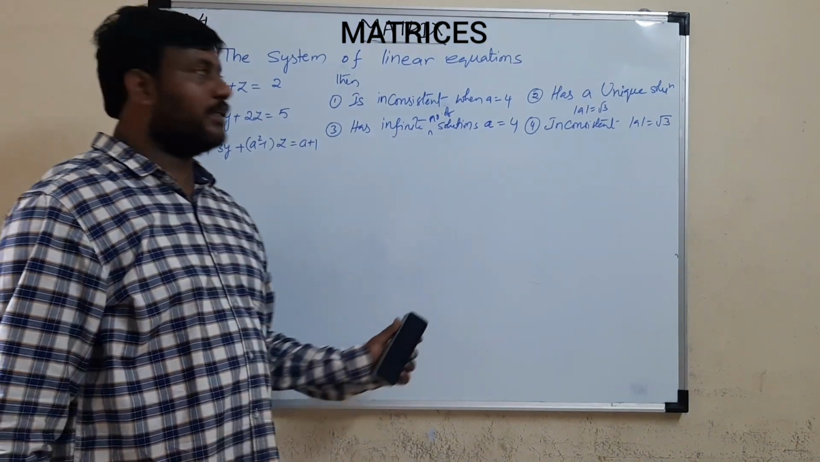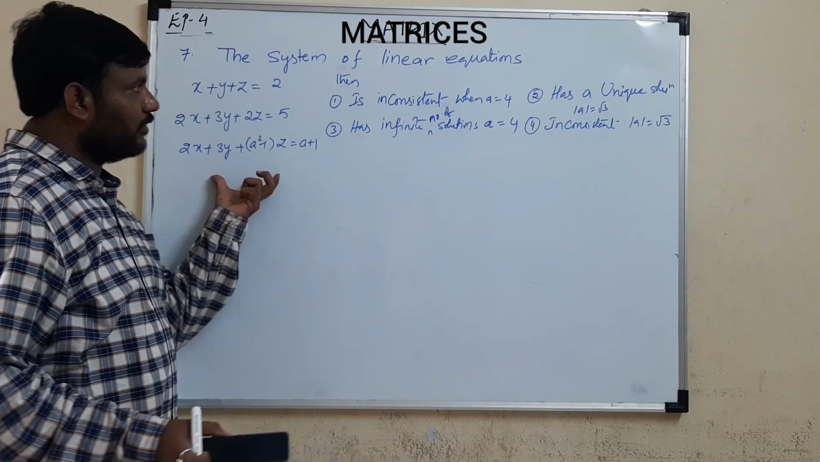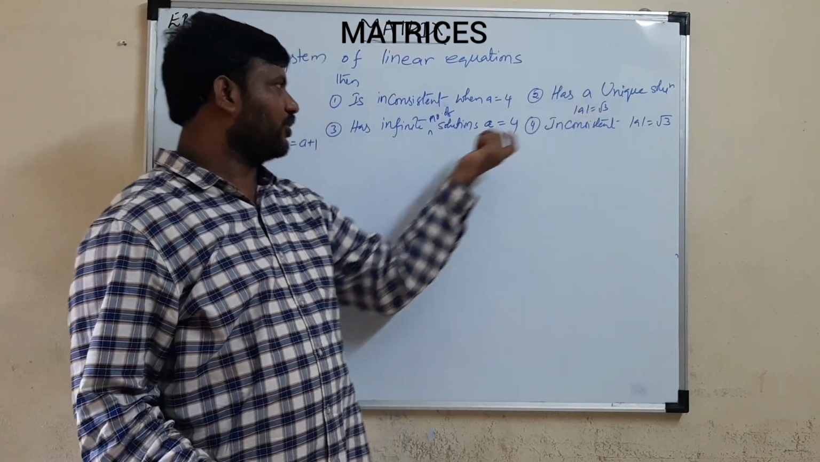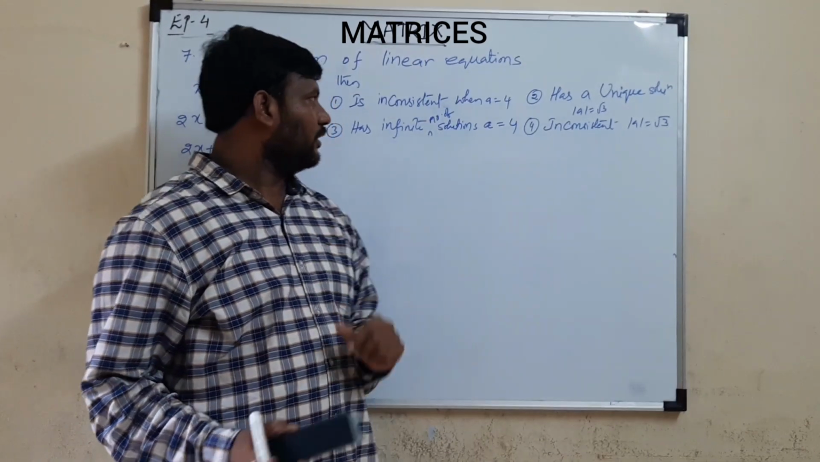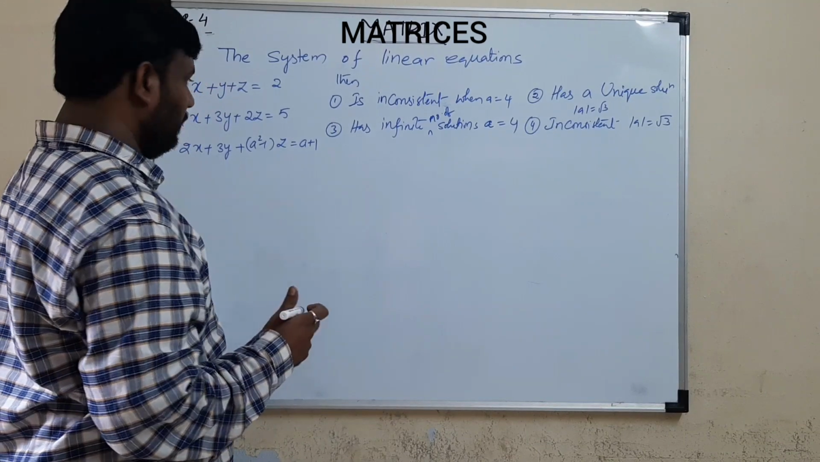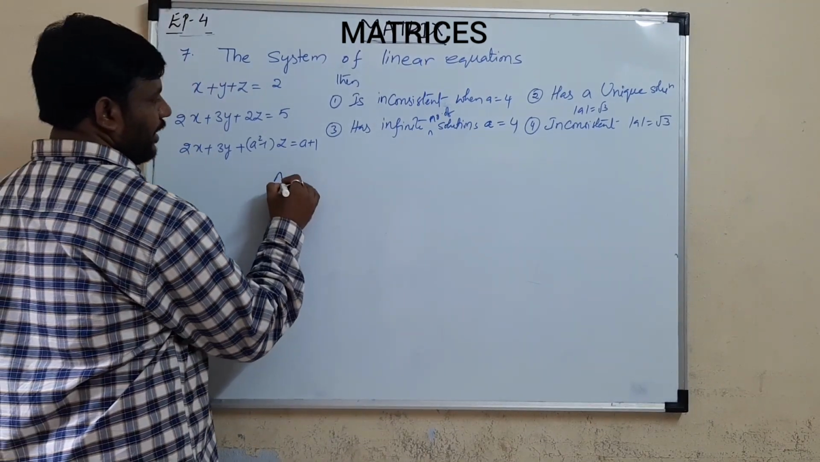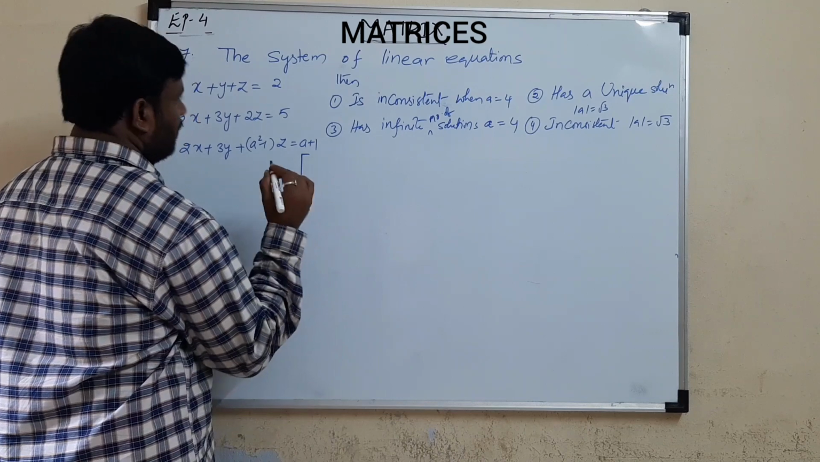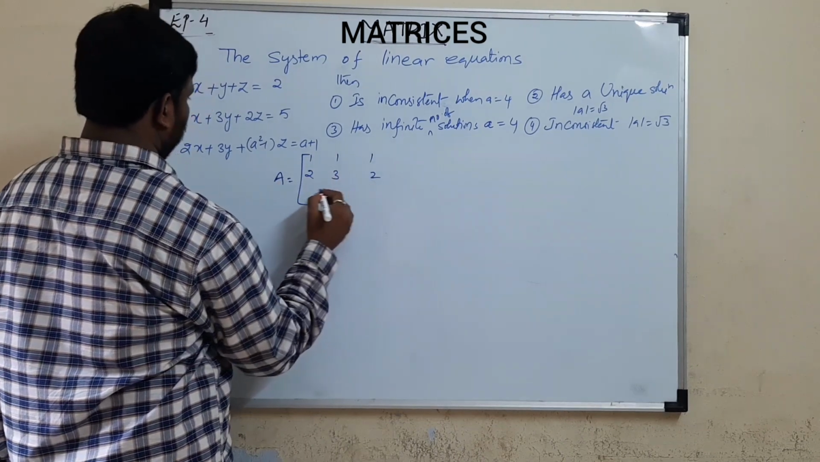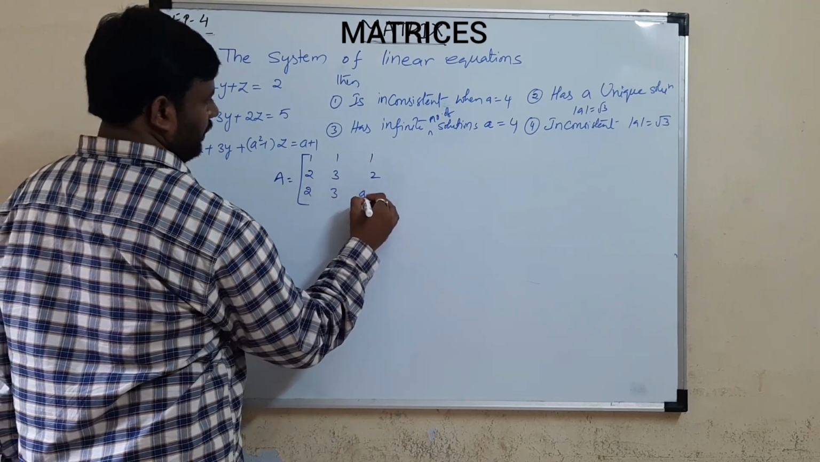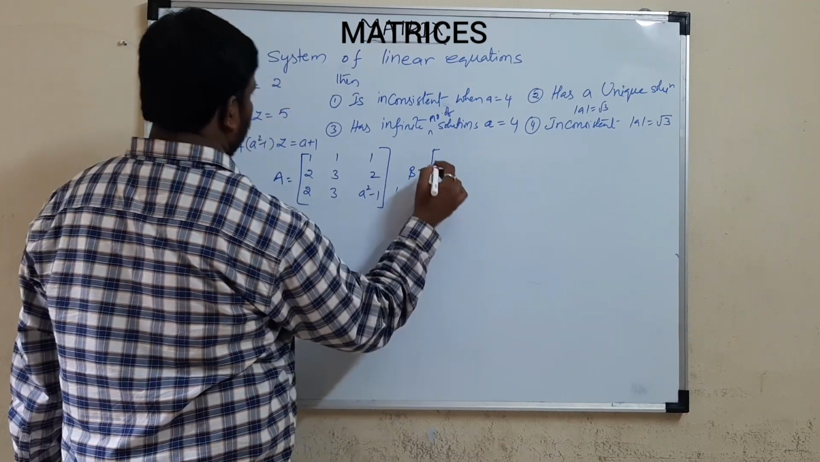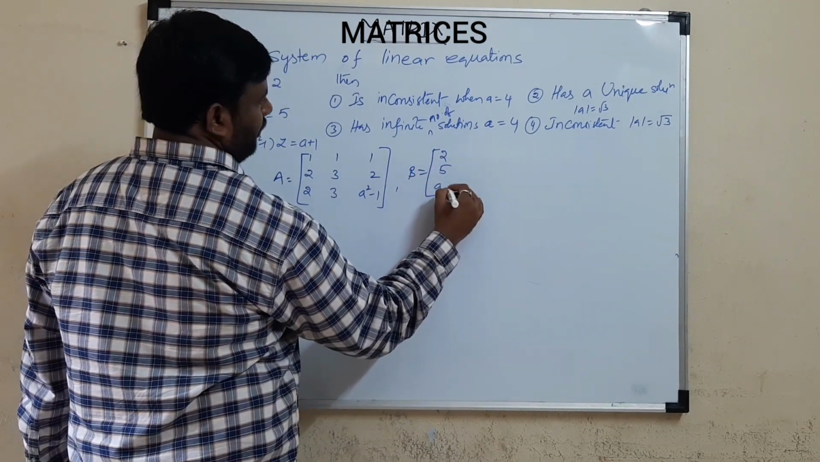Friends, next problem. The system of linear equations, they are given again 3 equations. The options are inconsistent at some a value, unique solution at a value, infinite solutions at a value, inconsistent, right? So here, again take the matrix A, that's the coefficient matrix: 1, 1, 1, 2, 3, 2, 2, 3, a square minus 1, and the B matrix, the constant matrix, will be 2, 5, a plus 1.